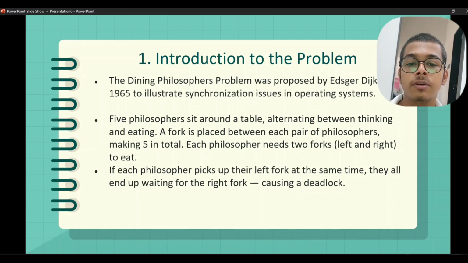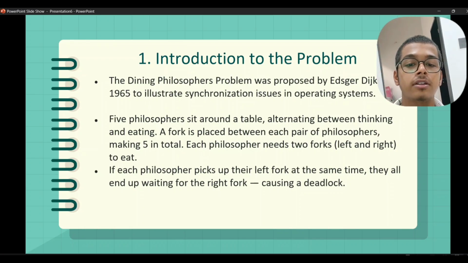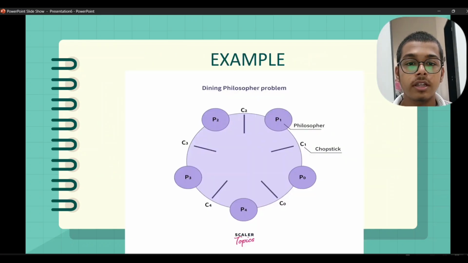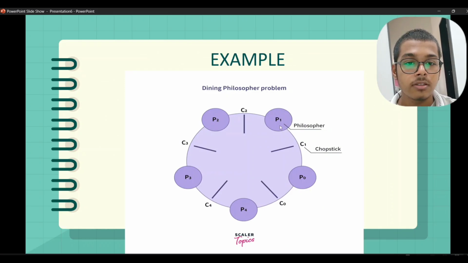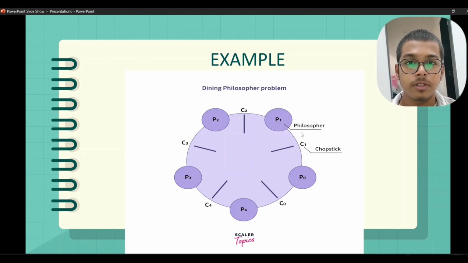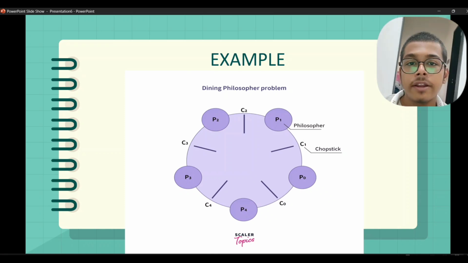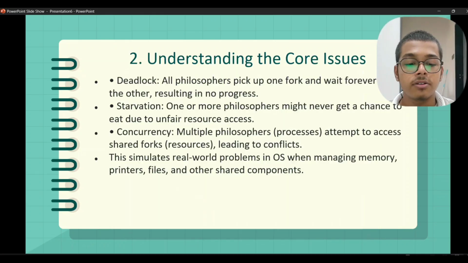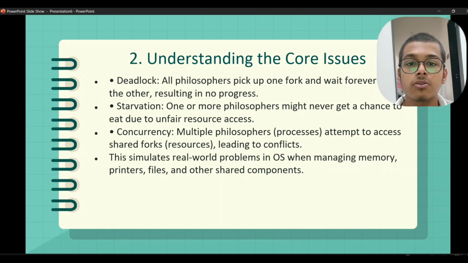If each philosopher picks the left fork at the same time, they each end up waiting for the right fork, which causes a deadlock. Let's take an example. Suppose here is a philosopher, here are chopsticks, and suppose everyone picks their left, that is, philosopher P1 picks up chopstick C1. So if each philosopher picks the chopstick on their left side, they end up waiting for their right side, causing a deadlock.